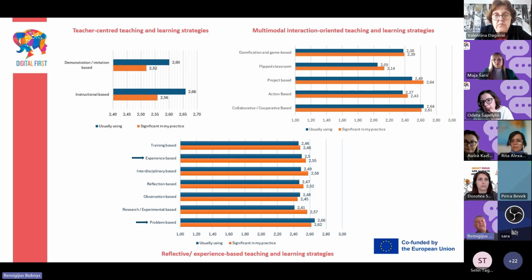When analyzing the frequency and importance of teacher-centered strategies used by teachers, it was found that instructional and demonstration imitation-based strategies are the most commonly chosen. However, a clear gap appears between their use and perceived importance. Despite being the most frequently used strategies, teachers don't consider them important for teaching and learning. And this suggests that teachers recognize the strategies they use most often are not necessarily the ones they find most important.